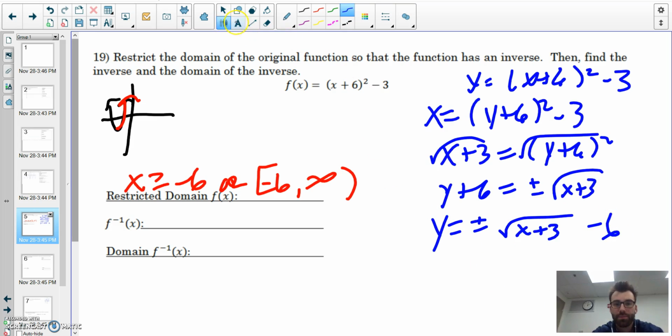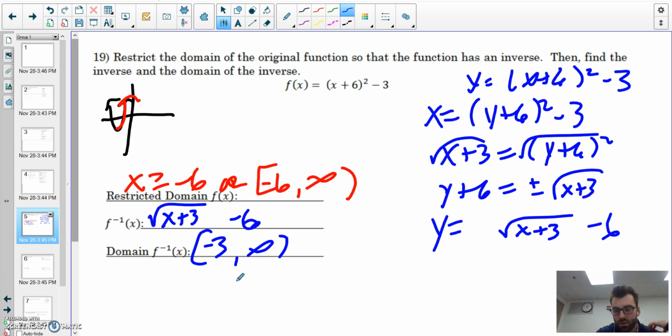Now, again, since we're looking at the positive part of our function, I don't need the plus or minus, I just want the positive answer. Okay, so my inverse would be square root of x plus 3, minus 6. And to restrict that domain, I want to go from -3 to infinity, including -3. All right, or x is greater than or equal to -3. Okay. All right, let's keep going.